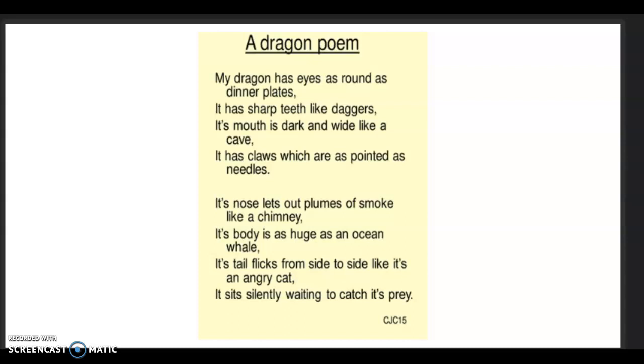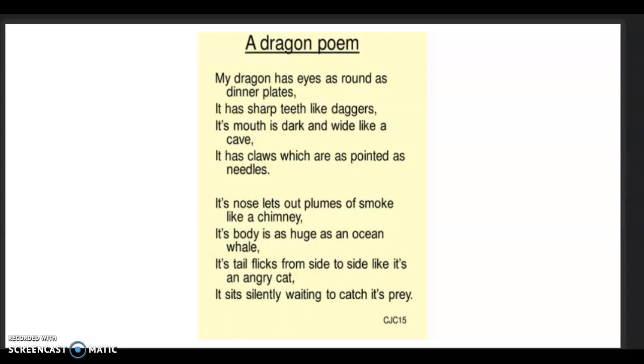My dragon has eyes as round as dinner plates. It has sharp teeth like daggers. Its mouth is dark and wide like a cave. It has claws which are as pointed as needles. Its nose lets out plumes of smoke like a chimney. Its body is as huge as an ocean whale. Its tail flicks from side to side like it's an angry cat. It sits silently, waiting to catch its prey.